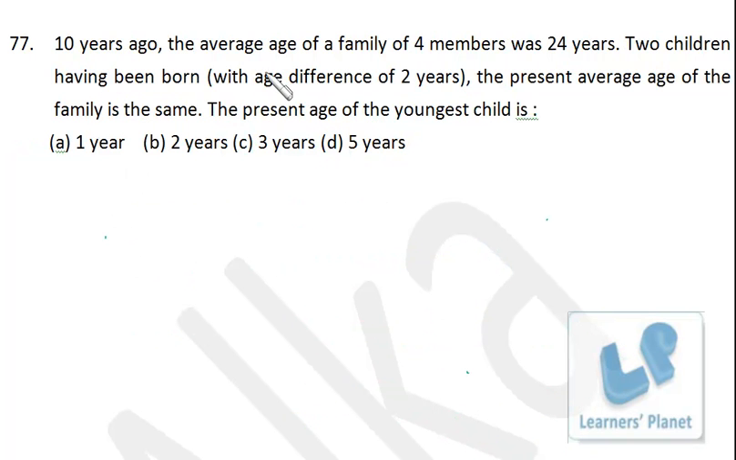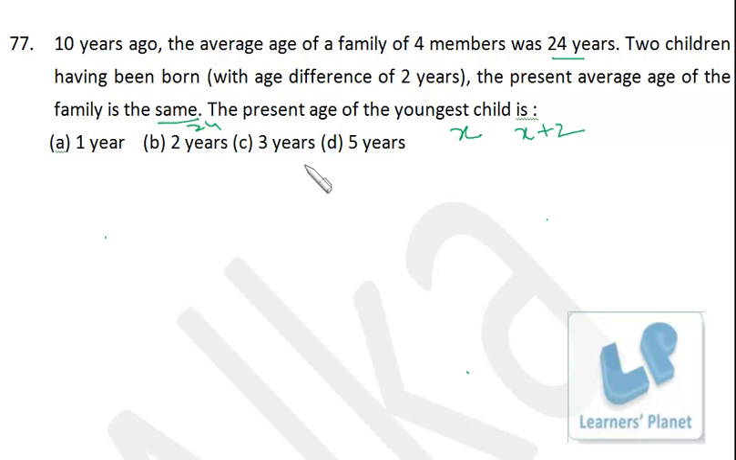10 years ago, the average age of a family of 4 members was 24 years. 2 children having been born with age difference of 2 years, the present average age of family is same, that is 24 years only. The present age of the youngest child, I suppose he is x, then the elder one, because the difference is 2 years, he must be of x plus 2 years, right?